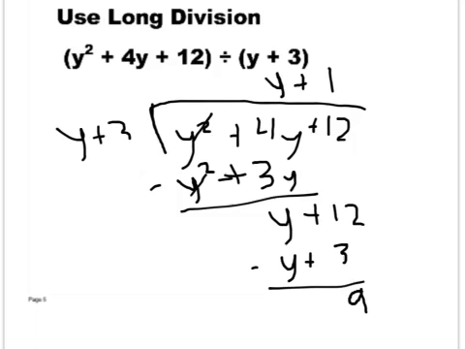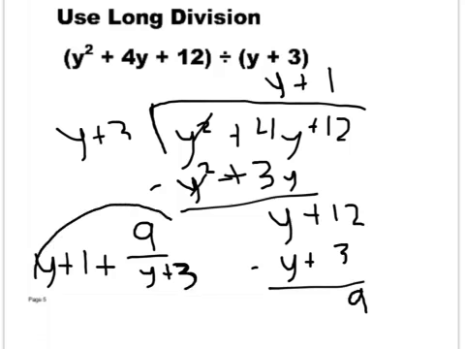So here's what we write. We write y plus 1 plus a remainder of 9 over y plus 3. There's your answer. Because does y plus 3 go into 9? Will it ever come out even? Sometimes. But since it doesn't, it's just 9 over y plus 3.